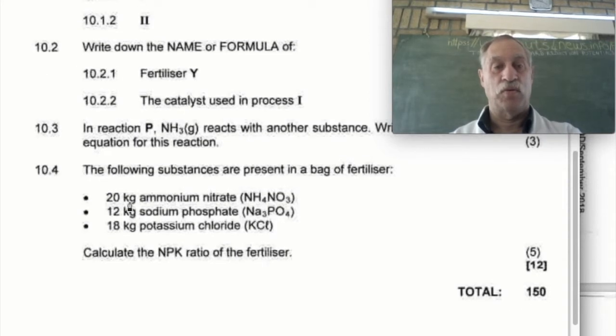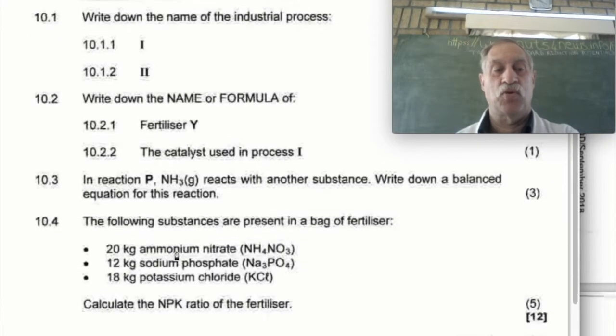Now here we come to a 5-mark question. The following substances are present in a bag of fertilizer: 20 kilograms of ammonium nitrate, which we've discussed, 12 kilograms of sodium phosphate, Na3PO4, and 18 kilograms of potassium chloride, KCl. Calculate the nitrogen, phosphorus and potassium ratio. And always in a bag of fertilizer, you're going to find NPK, N colon P colon K equals 1:2:3 or 1:1:1 or something like that, some ratio. So we're going to work out the ratio of this fertilizer. That's all they're asking.